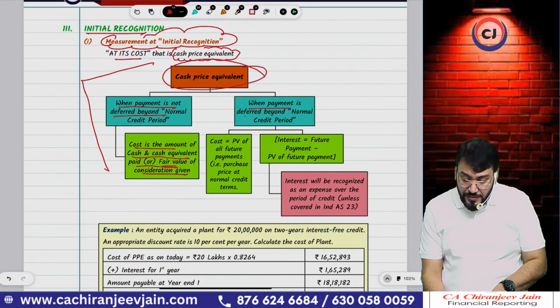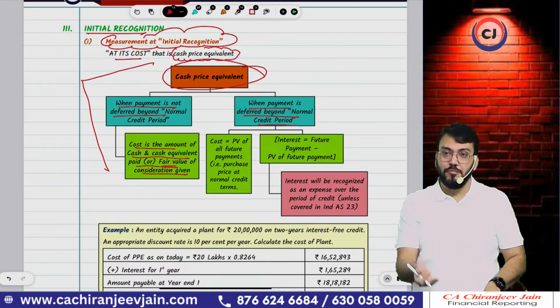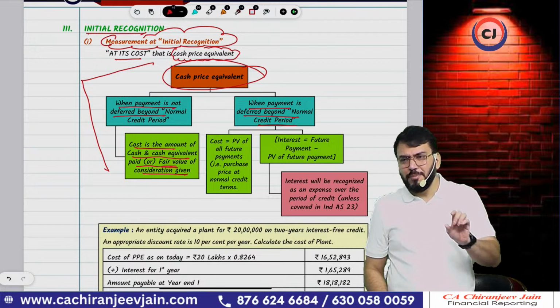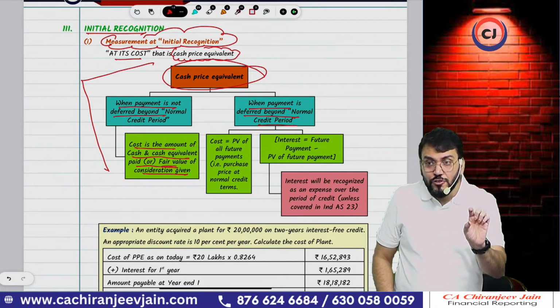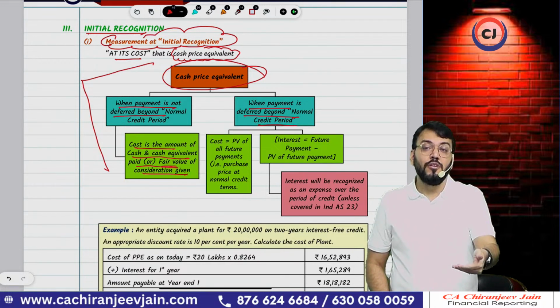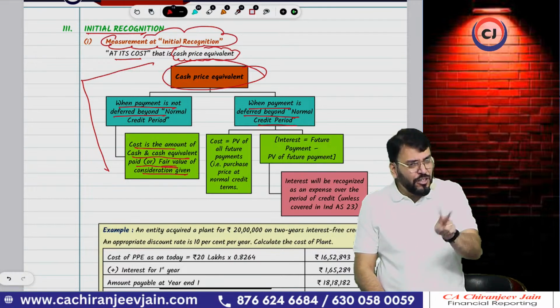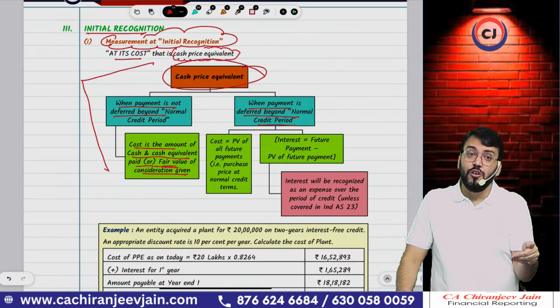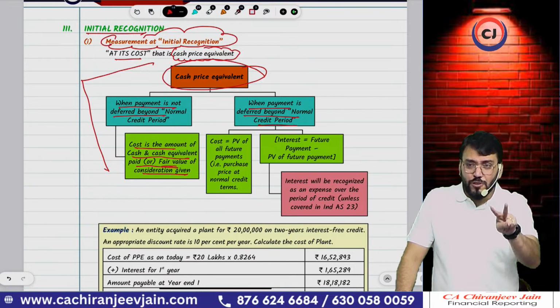When the payment is deferred beyond the normal credit period, then the cost price will be equal to the purchase price at normal credit terms or the present value of all future payments. Either of these will be given in the question. Either they may give the purchase price at normal credit terms or they may give the discount rate, so we can find out the present value. If both are given, both will always be the same.